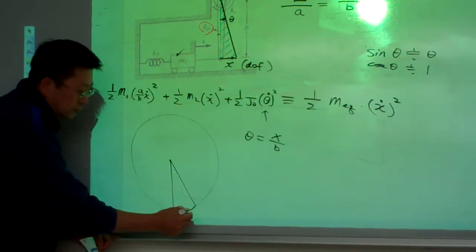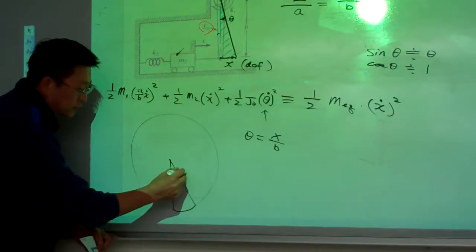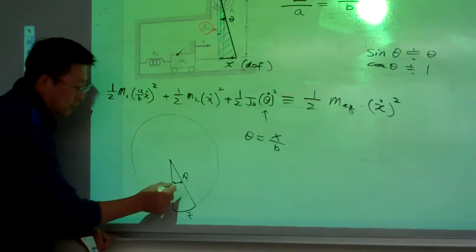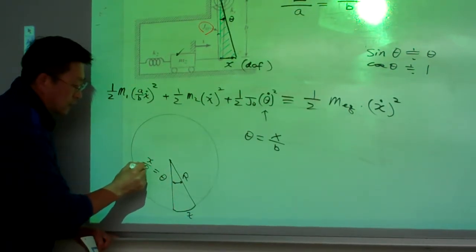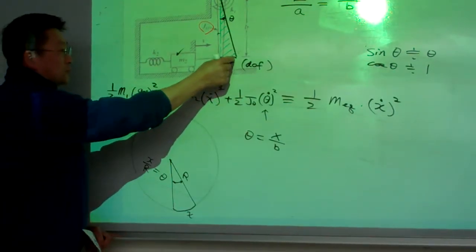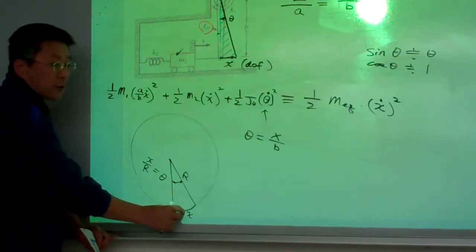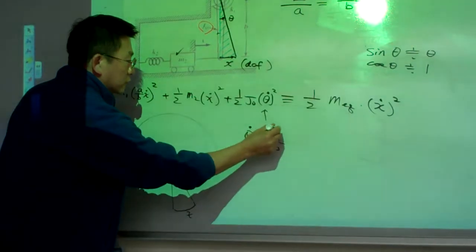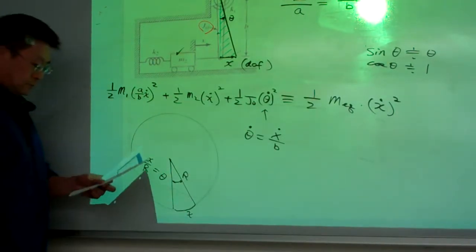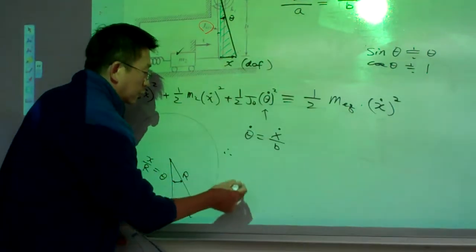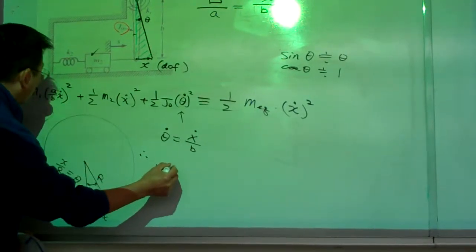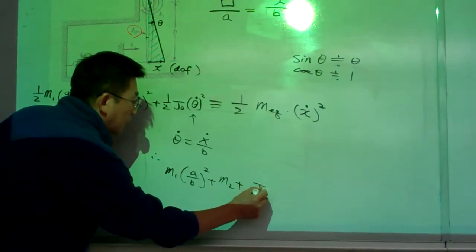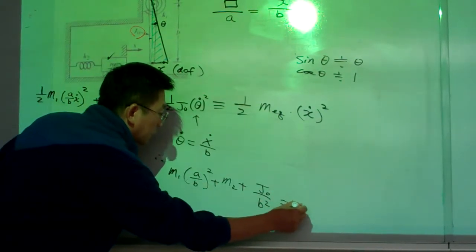We know from one arc of the circle, say the radius is r and the arc length is x. So basically theta equals x over r, right? And the same thing, because we can just approximate, this is a portion of that kind of arc. We do the approximation. So therefore, theta dot equals this. So plug in everything. Therefore, MEQ will be equal to M1 times A over B squared plus M2 plus JO divided by B squared, and that is MEQ.